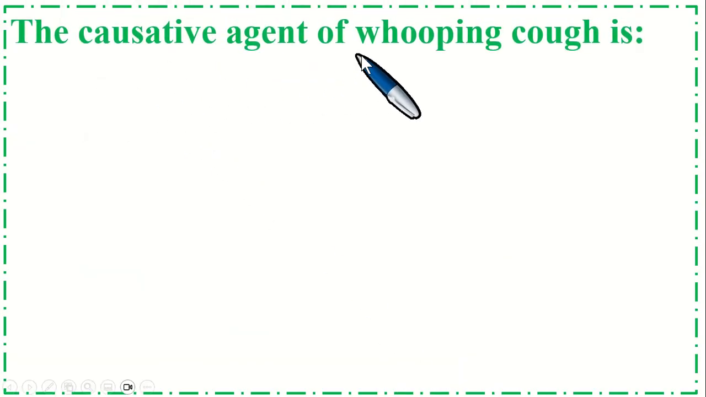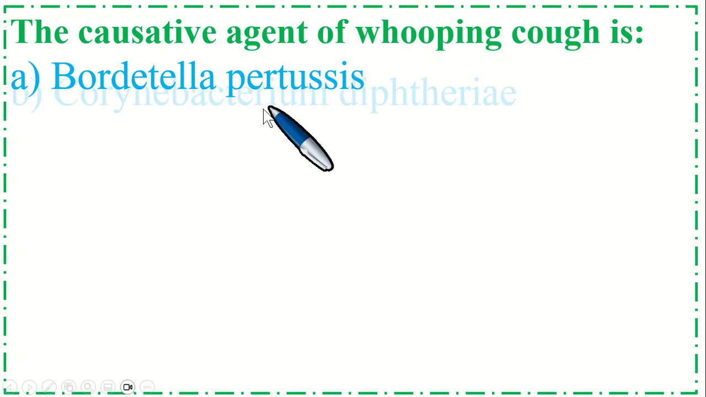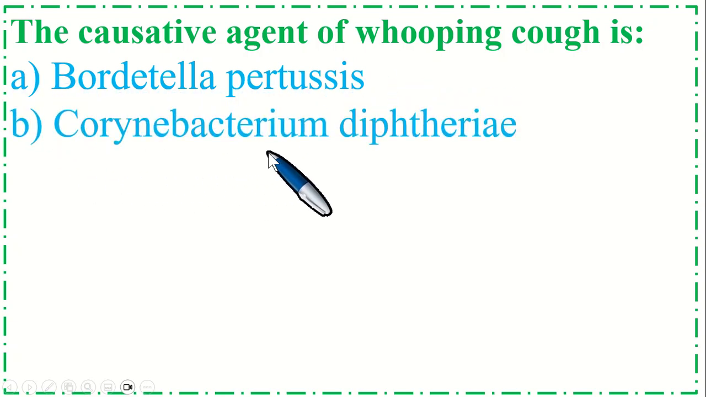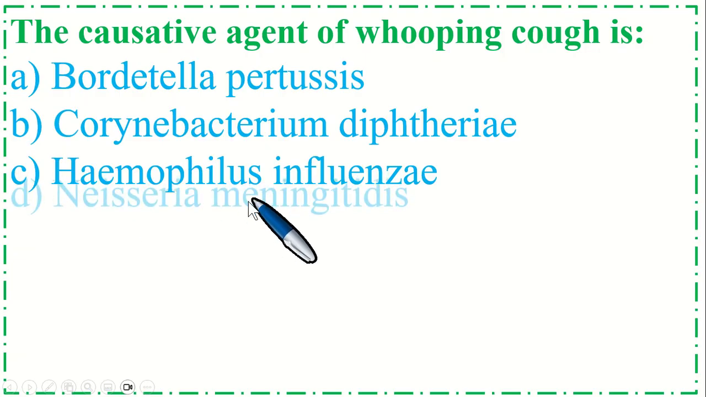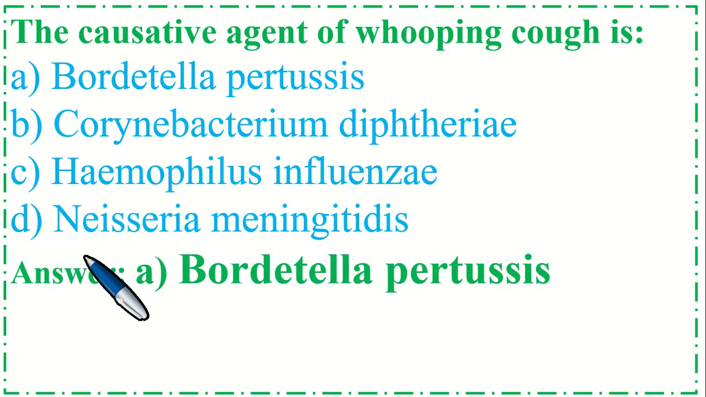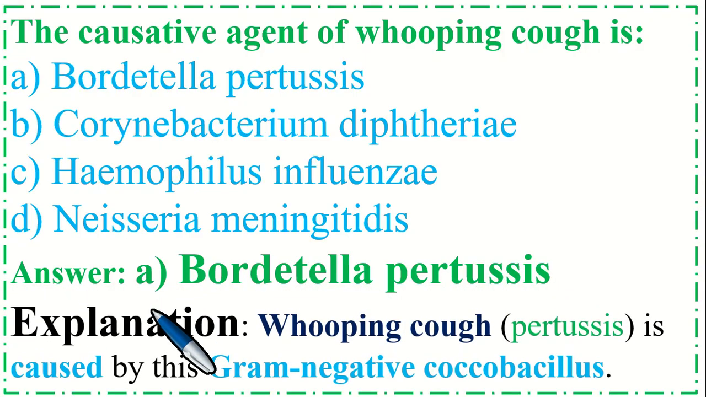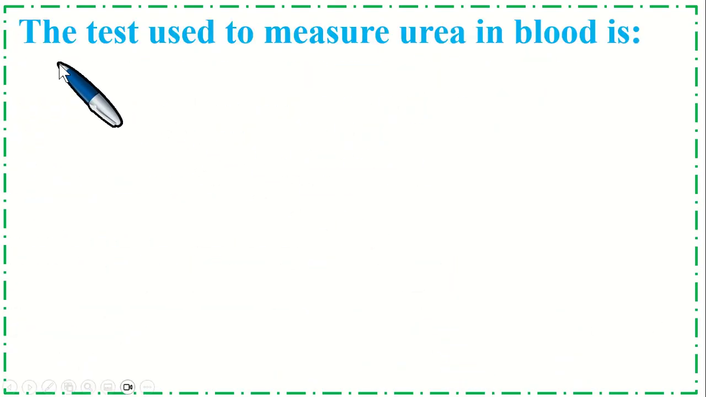The causative agent of whooping cough is option A Bordetella pertussis, B Corynebacterium diphtheriae, option C Haemophilus influenzae, and option D Neisseria meningitidis. So the correct option is A Bordetella pertussis. Explanation is whooping cough, pertussis, is caused by this gram-negative coccobacillus. So this is very important MCQs.